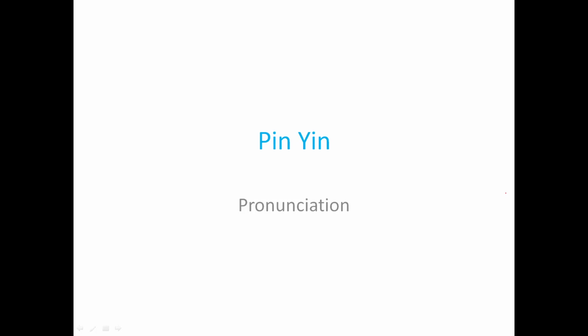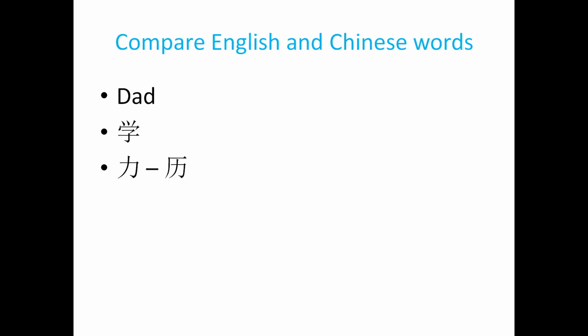Today I'm going to give you a brief introduction to pronunciation of Pinyin in Chinese. Unlike English, you usually cannot pronounce a Chinese word by spelling it. For example, in English, the word dad, we know how to pronounce it by just looking at it. D pronounces D. A pronounces A. So you know this word pronounces dad.